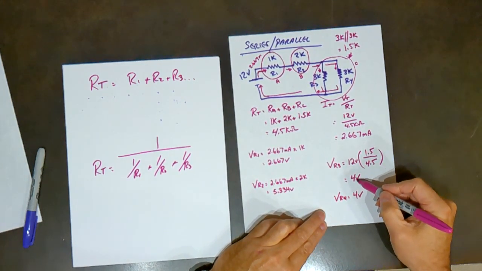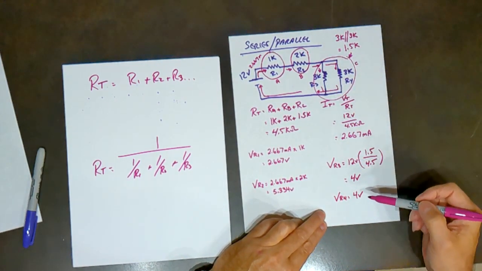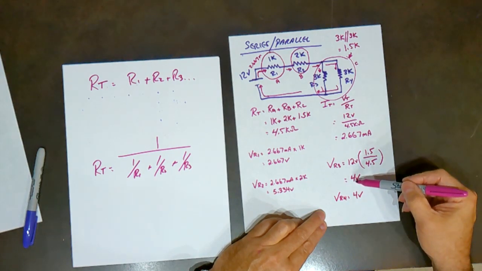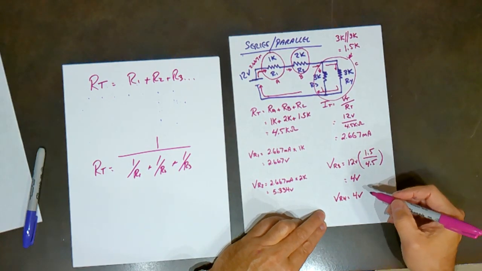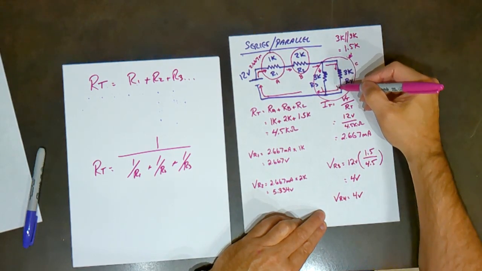And then we can use Ohm's law and we can get the current. So 4 divided by 3K is going to give us 1.333. 4 divided by 3K gives us 1.33.